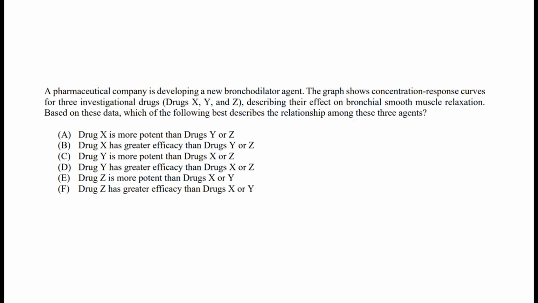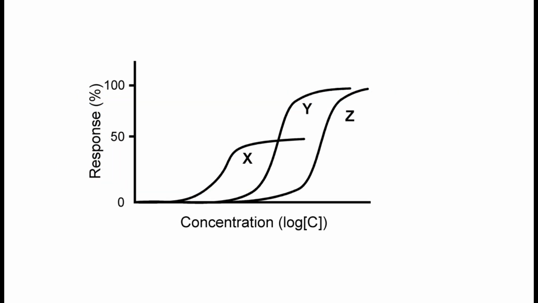The graph you provided shows the concentration response curves for three drugs, X, Y, and Z, which are being evaluated for their bronchodilatory effect, a measure of their efficacy in causing bronchial smooth muscle relaxation. Here's how to interpret the graph. The potency of a drug is indicated by the concentration required to produce a given effect. A more potent drug will produce its effect at a lower concentration, which would be represented by a curve further to the left on the graph.